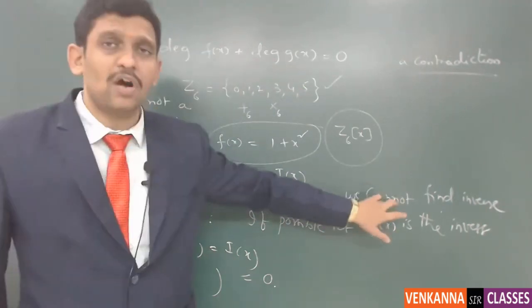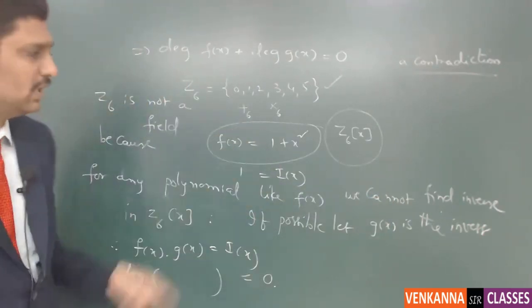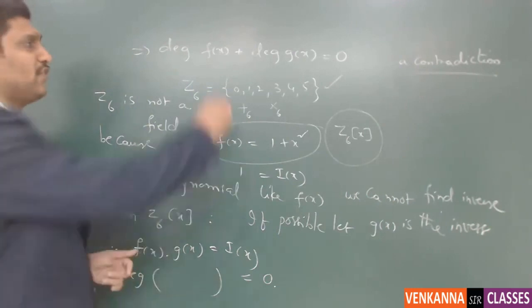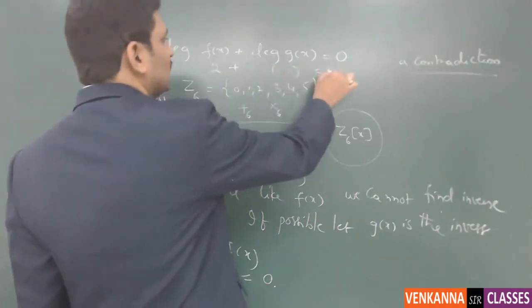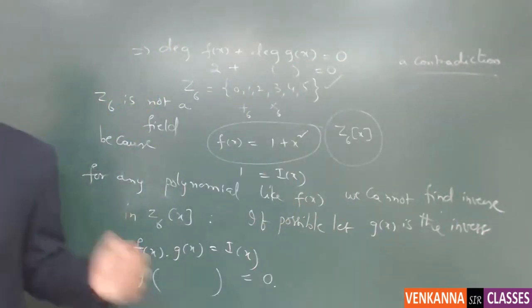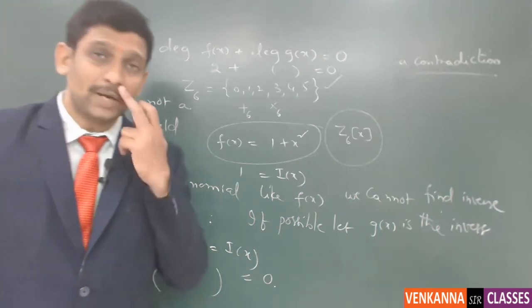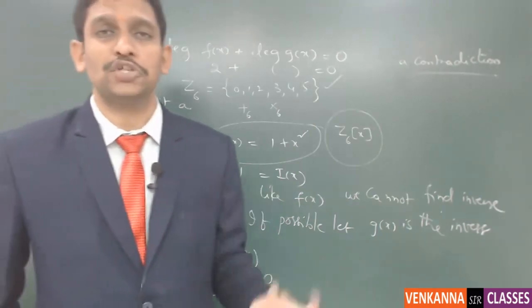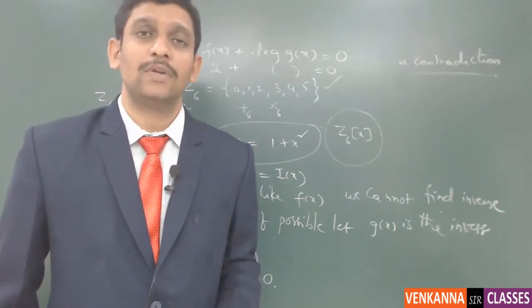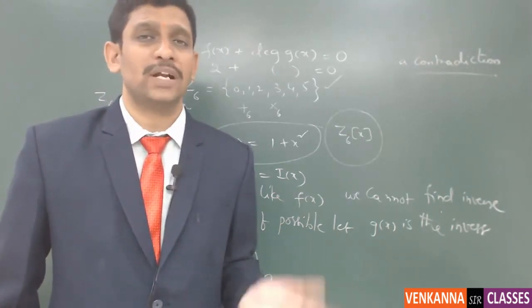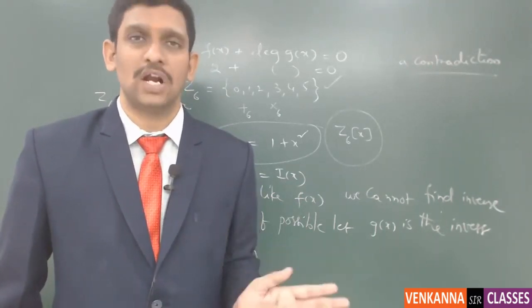Since it is a non-constant polynomial, degree of f of x is 2, whatever the value you take here, you cannot get 0, because the degree of a polynomial is always a non-negative integer. So for a polynomial, the degree may be a positive value or 0. For constant polynomials, degree is 0. For non-constant polynomials, you can take 1, 2, 3, 4, and so on as degree. And for the zero polynomial, degree is not defined.